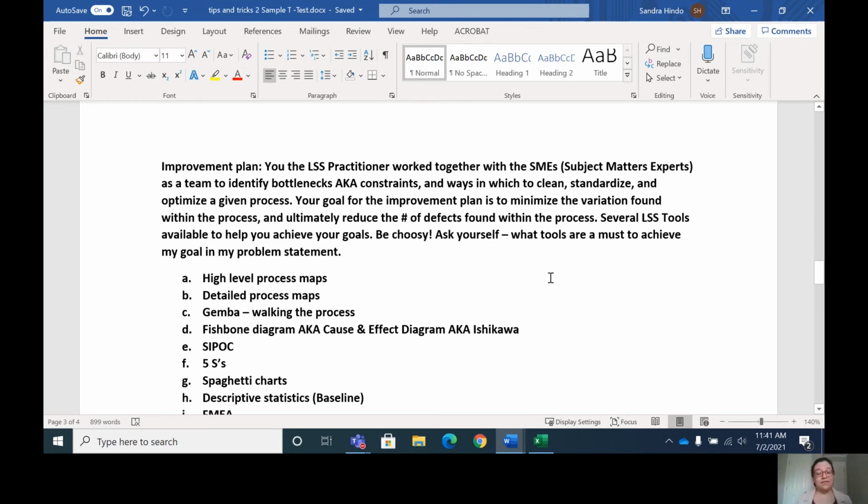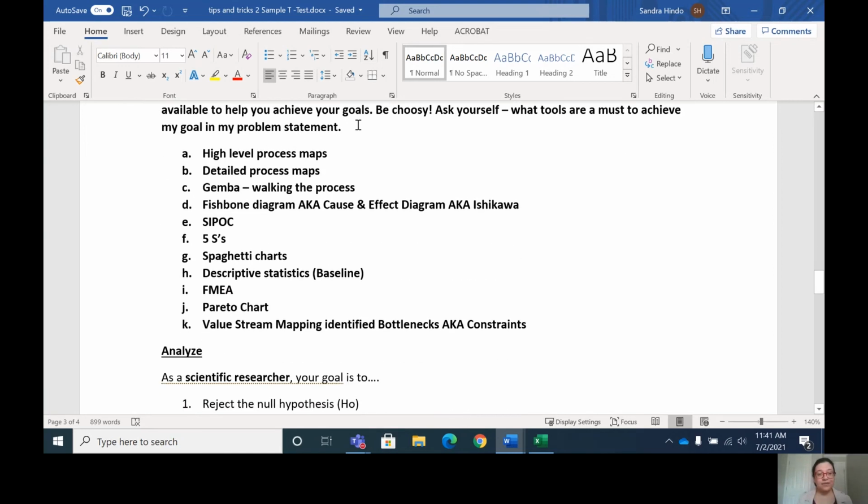Y'all, there's several Lean Six Sigma tools available to you to achieve your goals. Your tool belt is going to be heavy. It's going to wear you down. So you must be choosy. You must ask yourself, what tools are a must to achieve my problem statement? There's tons and tons of tests. This is just scratching the surface of the tools available to you.